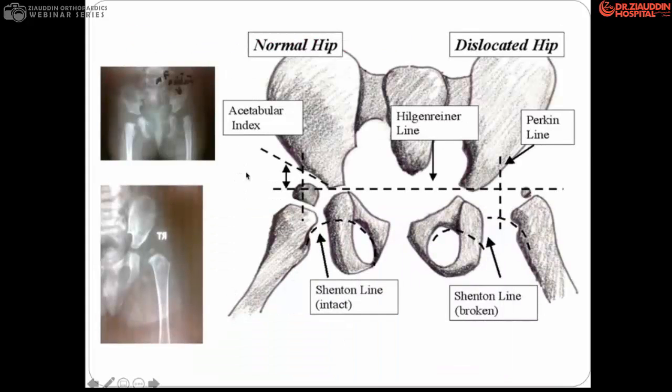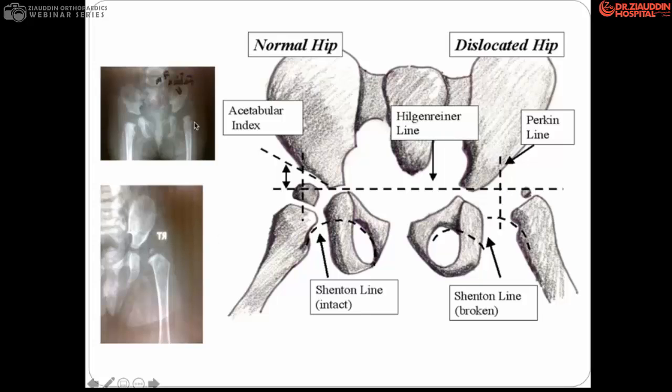Again, the same parameters on my same patient and another patient here, you'll find a normal hip, the Hilgenreiner line and the vertical line you form, and then the acetabular index as well, which at birth age is 30 degrees and gradually decreases up to 22 degrees. The Hilgenreiner line is the horizontal line, the Perkin line is the vertical line.